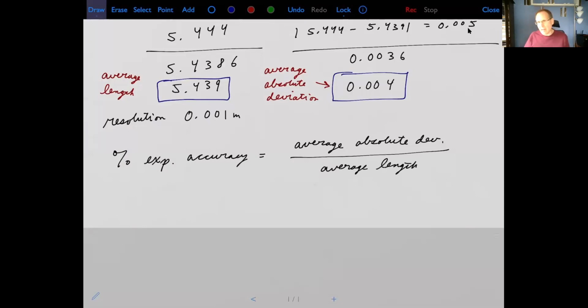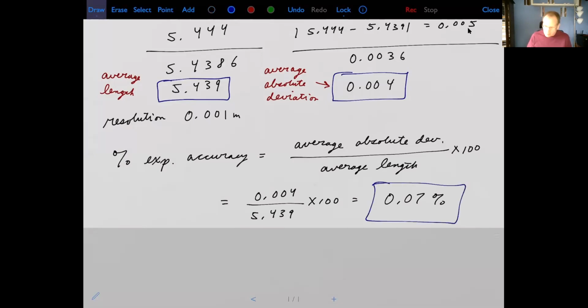And then to convert that ratio or that fraction to a percent, I multiply by 100, right? And then add a percent sign. So this is going to be 0.004 divided by 5.439 times 100. And if you work that out on your calculator, you should get 0.07%. So it's a very small number, which is good, right? Remember, the smaller the value here, the closer to 0, that means that there's very little variability.